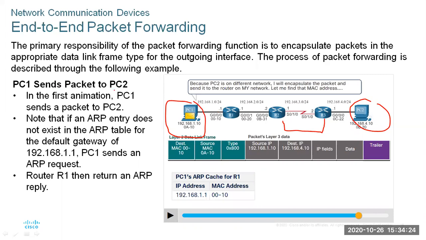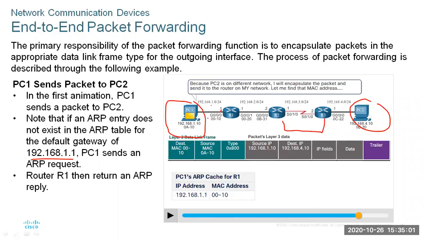PC1 will send a packet to PC2. In the first animation, PC1 sends the packet to PC2. Note that if an ARP entry does not exist in the ARP table for the default gateway, PC1 will send an ARP request. This is the gateway, 192.168.1.1. You understand? So this is the gateway, and from here it's going to populate the information in the packets.